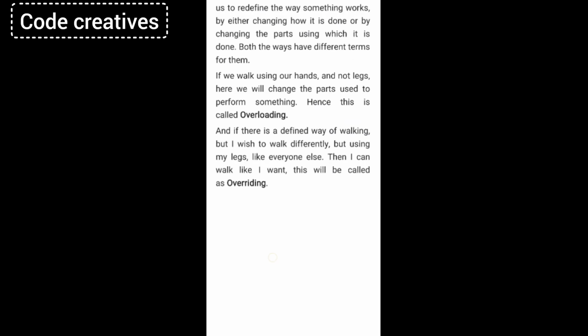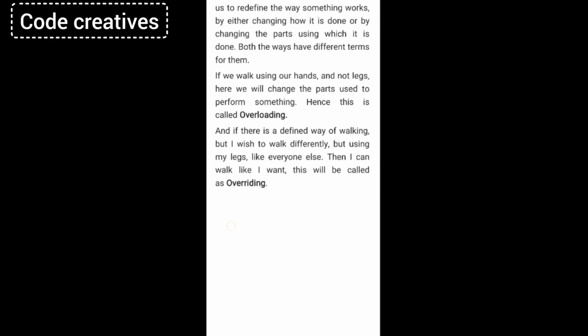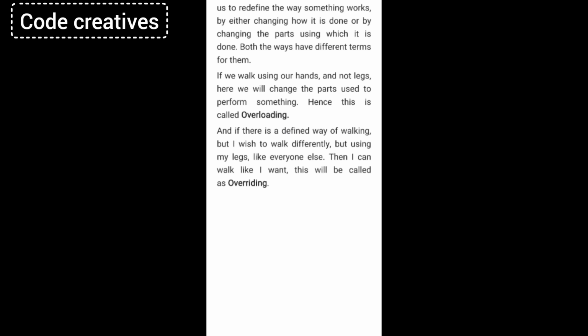Next we have polymorphism. Polymorphism is a concept which allows us to redefine the way something works, either by changing how it's done or by changing the parts using which it is done. Both ways have different terms. If we walk using our hands and not our legs, here we change the parts used to perform something. Hence this is known as overloading.